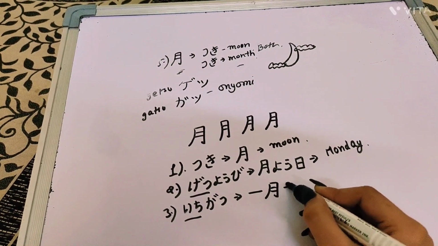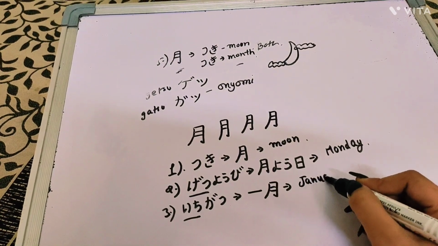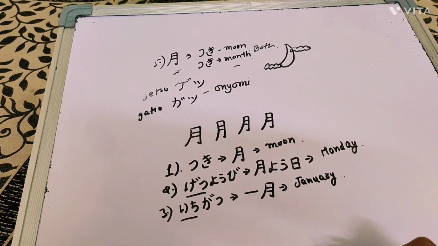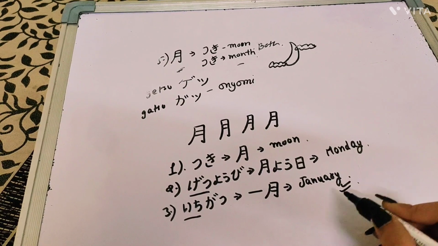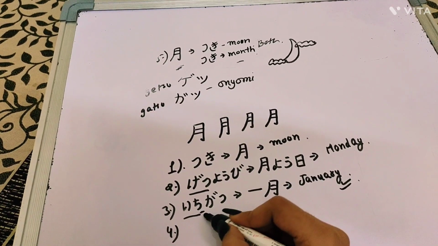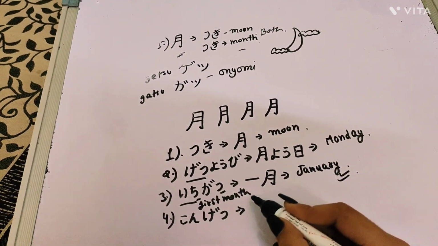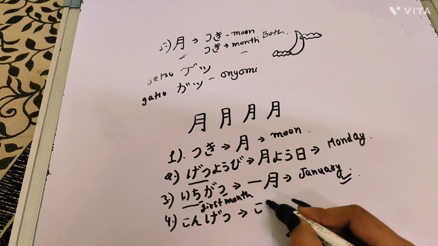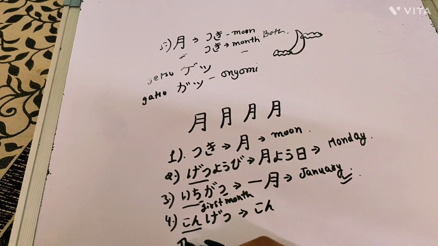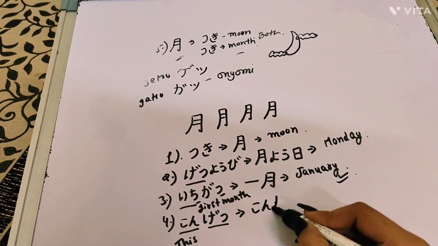That means first month. This is January. Ichi is first and gatsu is month. Next is kongetsu. Kon is this, Minnasan. And getsu is month, right? So kongetsu is this month.